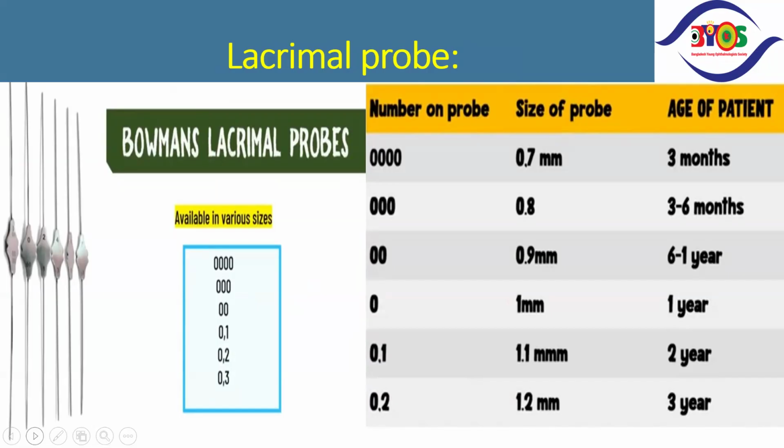Bowman's lacrimal probes are available in various sizes, like 4 zeros, 3 zeros, 00, 0, 1, 2, and 3. What do the numbers indicate? They indicate the size of the probe, which is appropriate for the age of the patient. In case of 4 zeros, the size of the probe is 0.7 millimeters, so it is helpful for a 3-month-old patient. This chart indicates the size of the probe along with the age of the patient and the number of the probe, the relation between all these three.